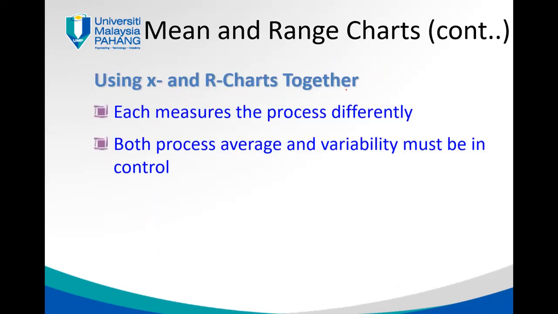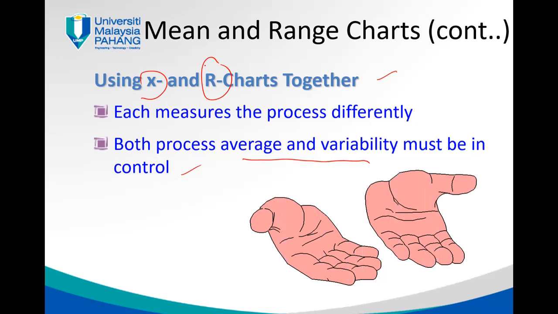So we need to use the X bar and R chart together, because each measures the process differently. The X bar chart measures the central tendency, while the R chart measures the dispersion. Both the process average and variability must be in control. If any point in these two charts is out of control, we need to investigate further the reason for it. So we are finished with the X bar and R chart.